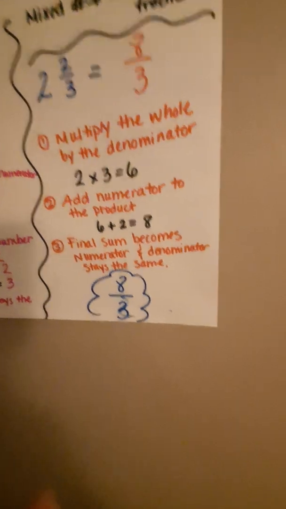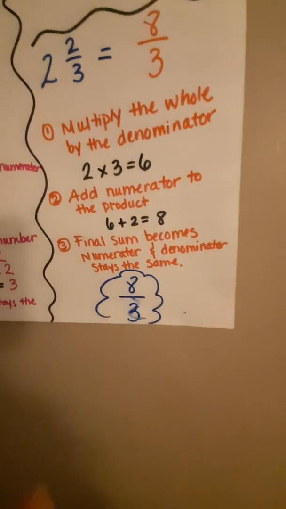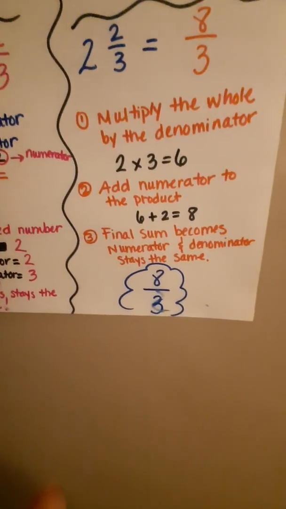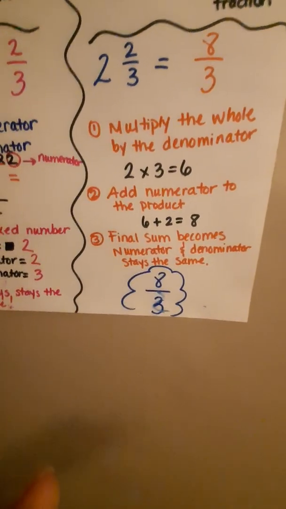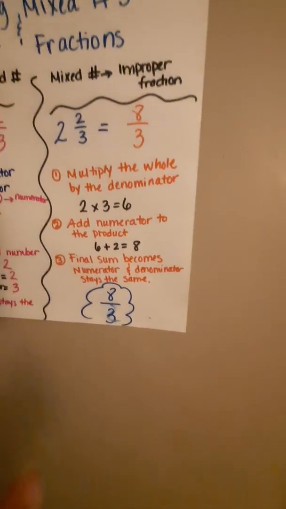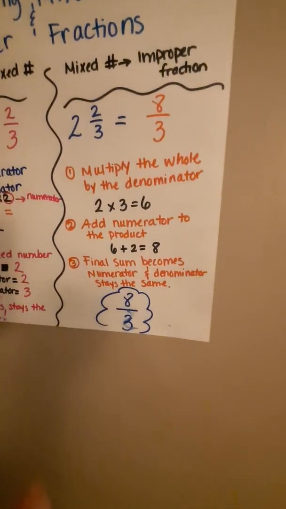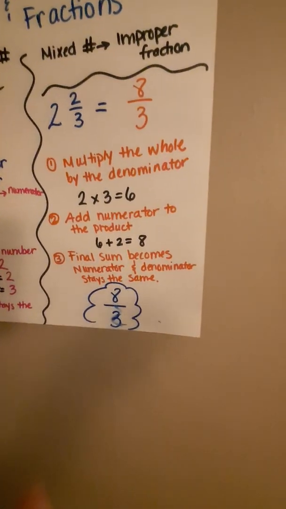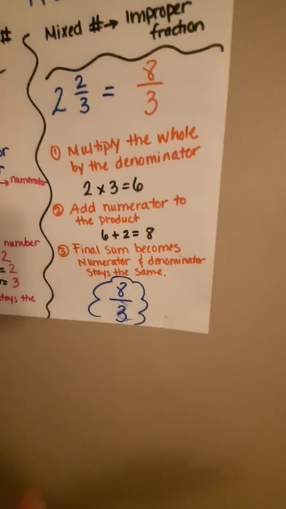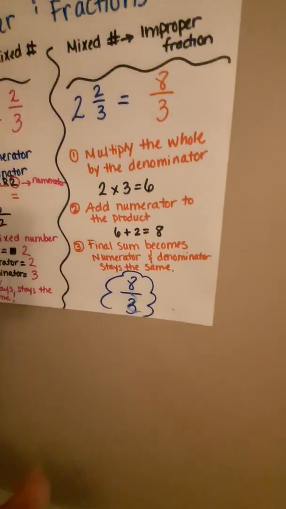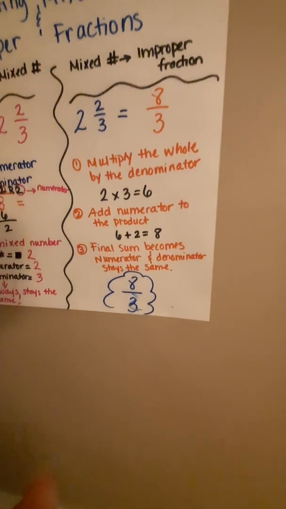Last, the final sum, which is 8, becomes our numerator. And the denominator does what? Yes, it stays the same. So to turn a mixed number into an improper fraction, we simply multiply the whole by the denominator, add the numerator to that, and keep the original denominator, which is 3. The denominator always, always, always stays the same.